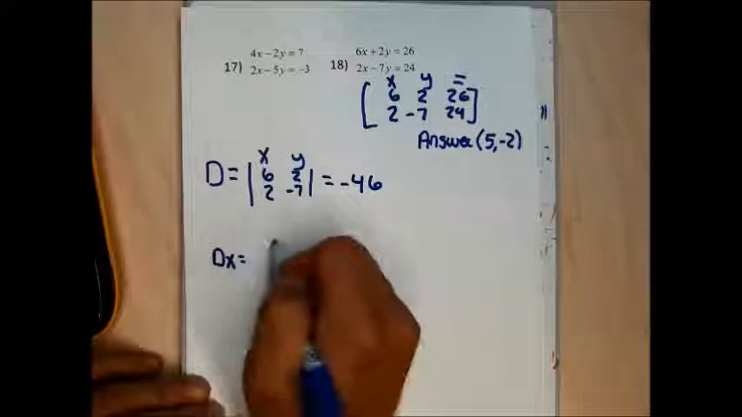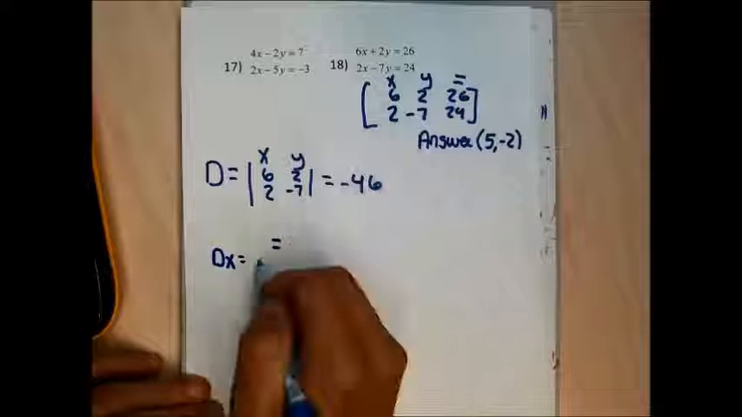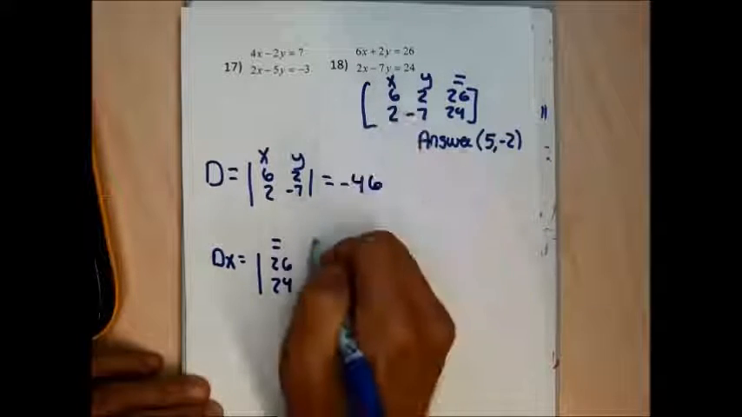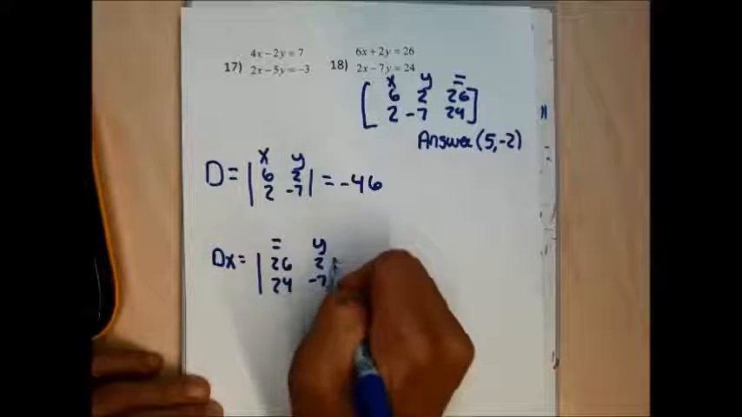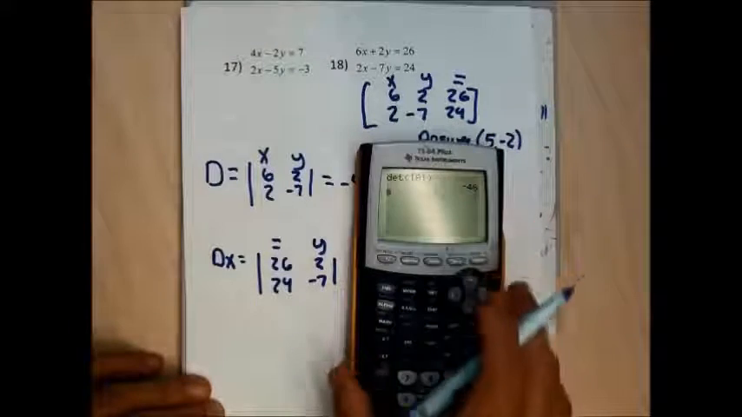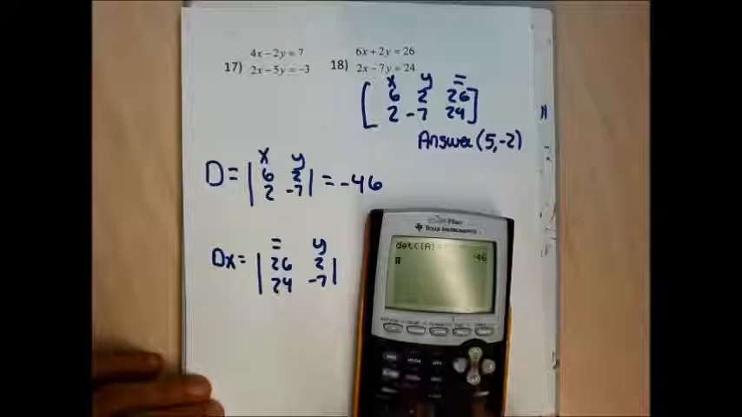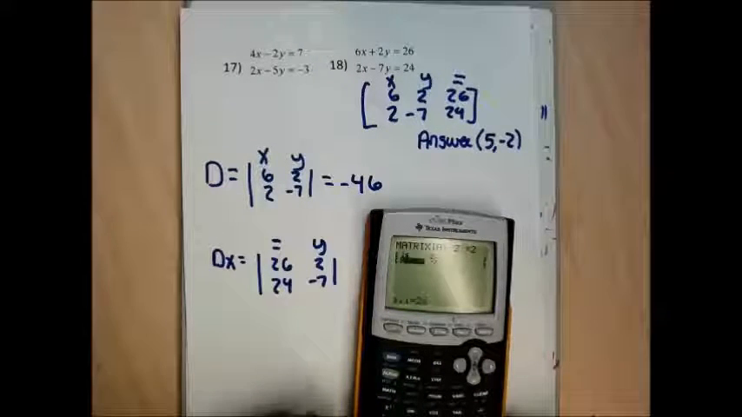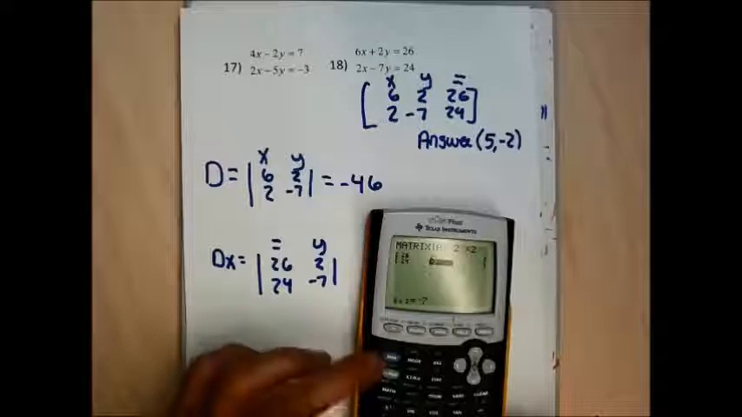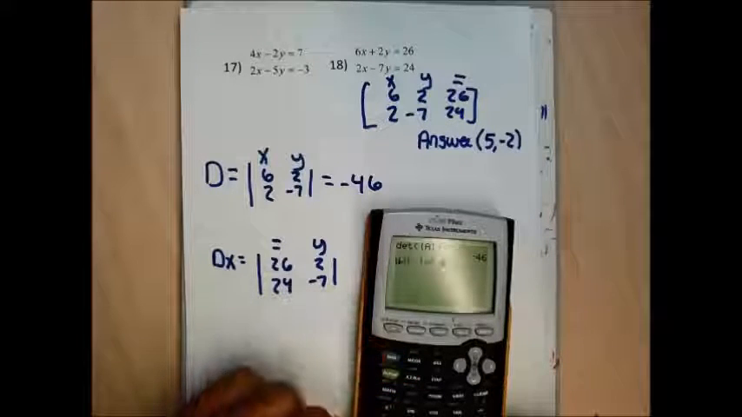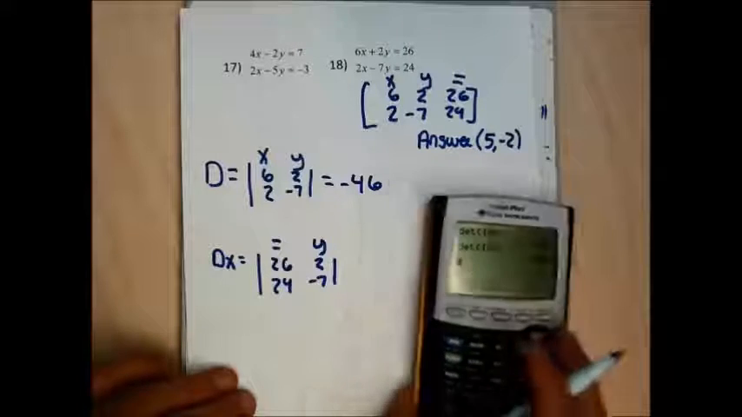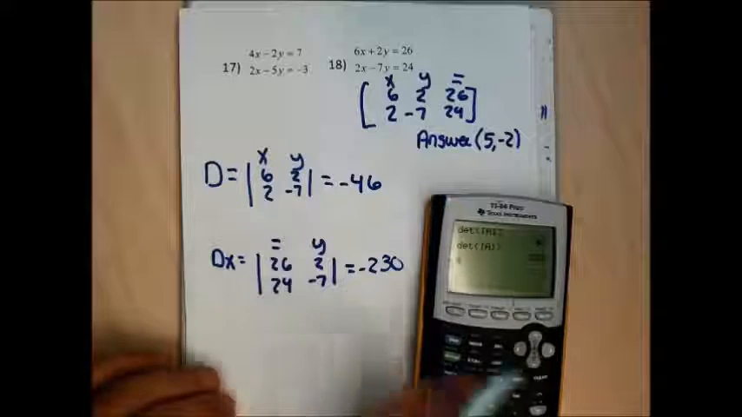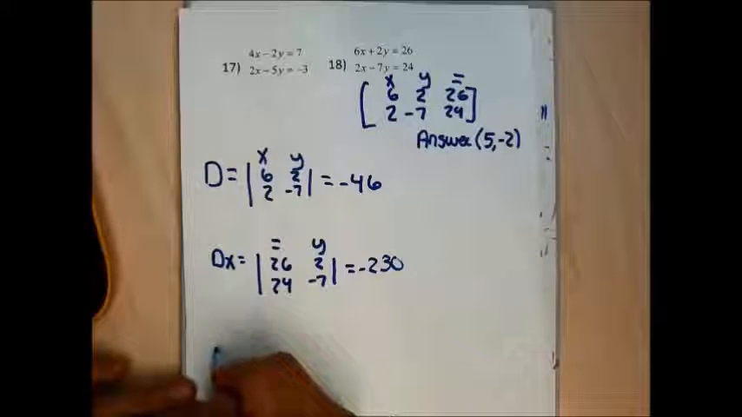On to d sub x. D sub x has the numbers from the equal column first, which are 26 and 24. Then the numbers from the y column, which are 2 and -7. I'm going to enter this and get it done. So second matrix, edit, 26, 2, 24, -7. Second quit. Second enter, enter. Whoa, -230. Surprised me, but I'll live with it for now.